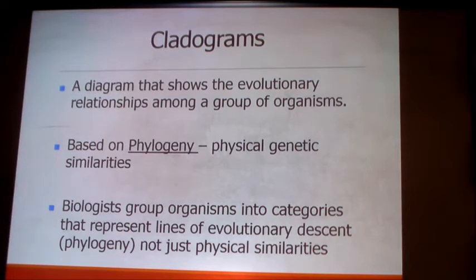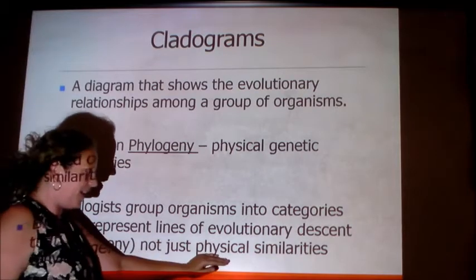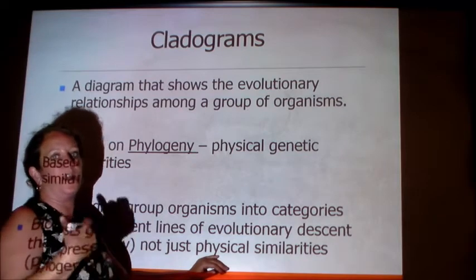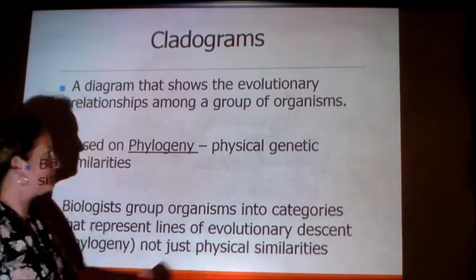Biologists group organisms that represent their lines of evolutionary descent, not just physical similarities. So it's not just how they look. It has to be based on what their body is doing, what it looks like on a genetic level.